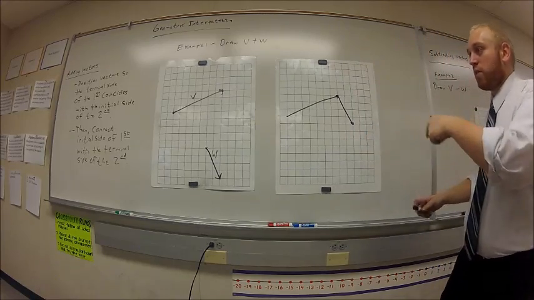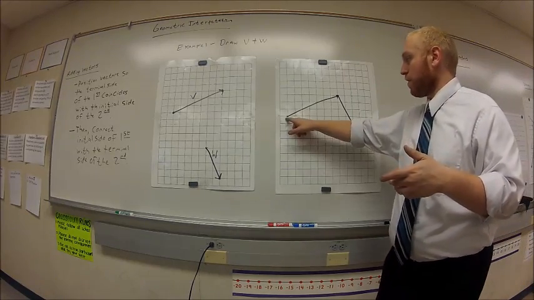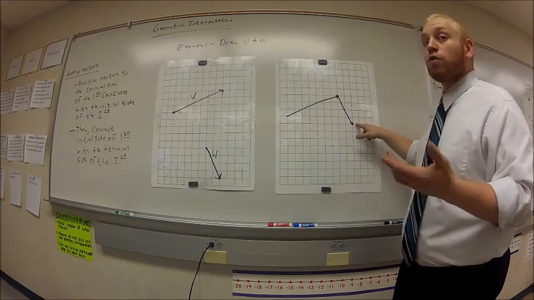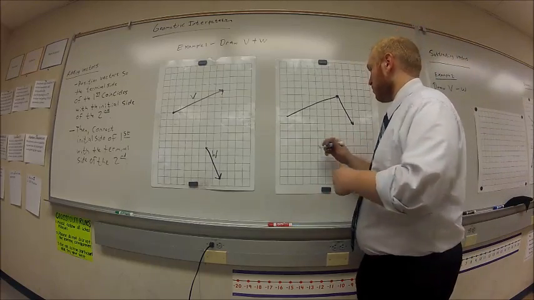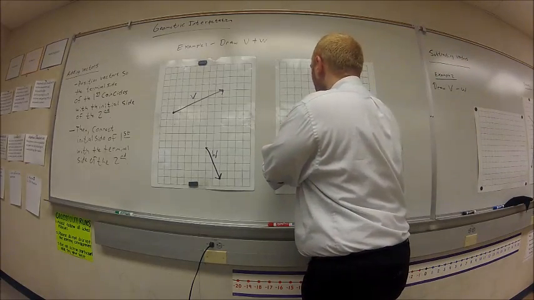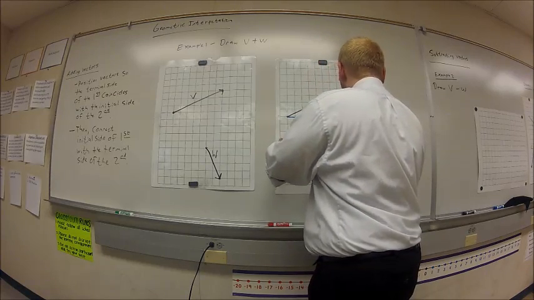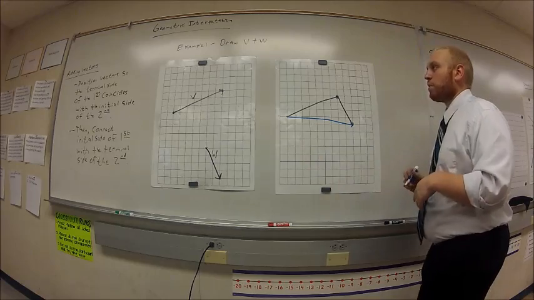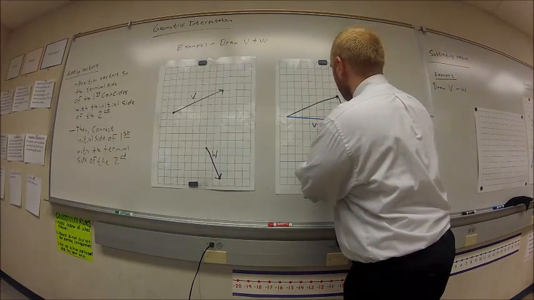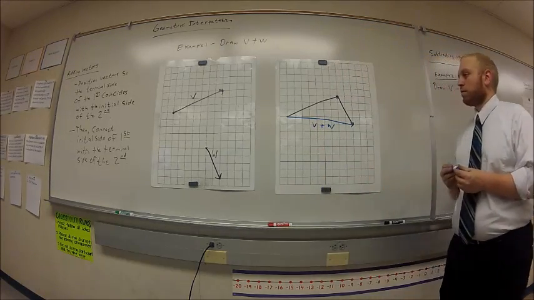And then read the last part. It says, then connect the initial side of the first, right there, with the terminal side of the second. Also known as just connect the dots. So let's connect the dots. Now remember, it's a directed line segment. So this guy gets the arrow. And the way you tell me this is your answer is by labeling it v plus w.